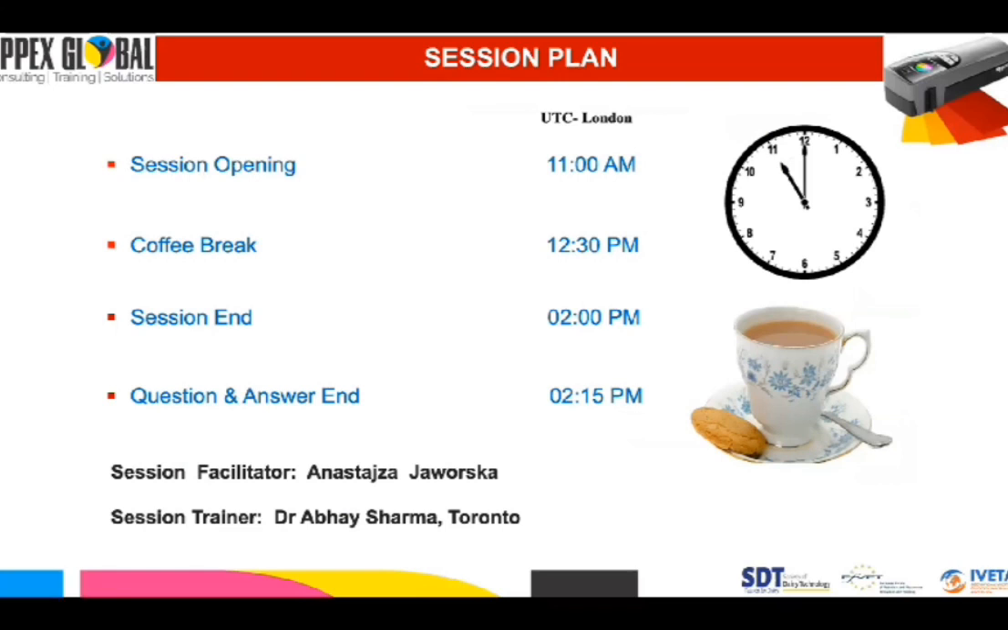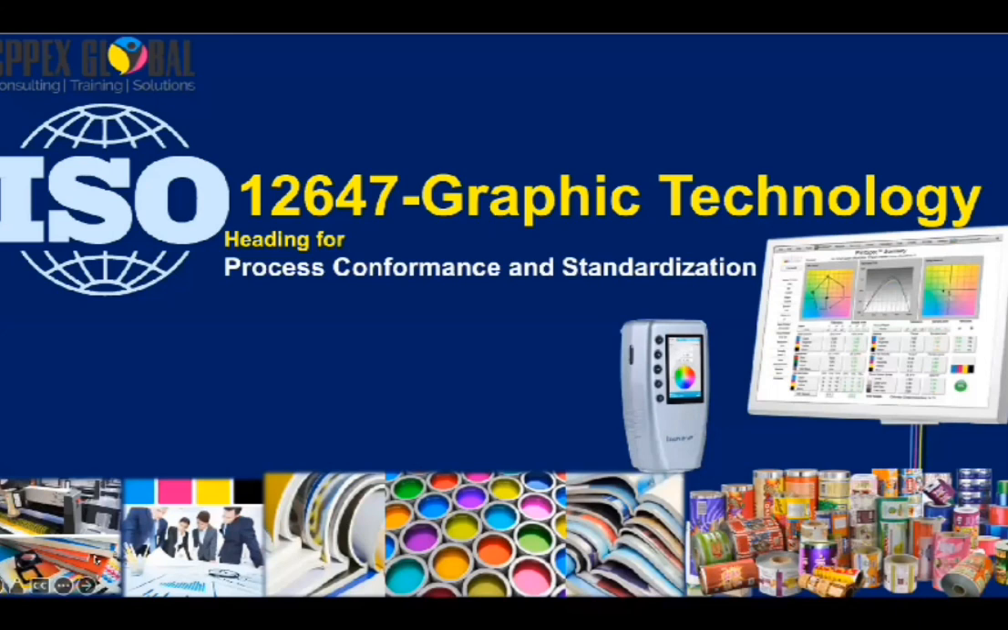So welcome. Our title for today is graphic technology, and we're heading for process conformance and standardization. We're going to be talking about color, about numbers, measuring. And here you see a number, ISO 12647 is one of the main standards that we'll be talking about.